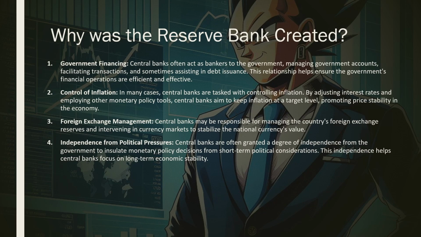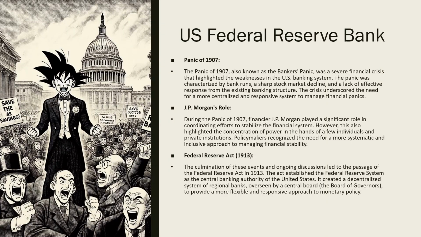Cool. Now we're going to do a bit of exploration with respect to the US Federal Reserve Bank and how it was created. The Panic of 1907, also known as the Bankers' Panic, was a severe financial crisis that highlighted the weaknesses in the US's banking system. The panic was characterized by bank runs, a sharp stock market decline, and a lack of effective response from the existing banking structure. The crisis underscored the need for a more centralized and responsive system to manage financial panics.